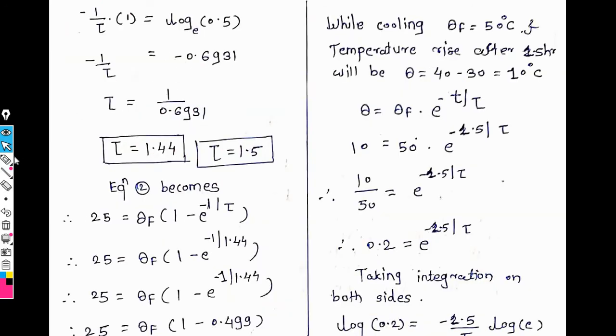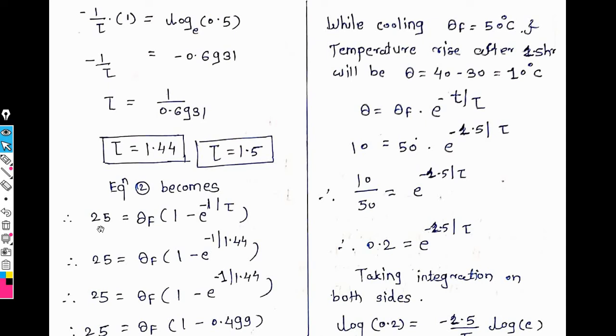The value is minus 0.6931, that is minus 1 upon 2 is equal to minus 0.6931, that is 2 is equal to 1 upon 0.6931, then 2 is equal to 1.44 something values. Then I have taken the heating time constant is 2 is equal to 1.5. Okay, now this value put in equation number 2.